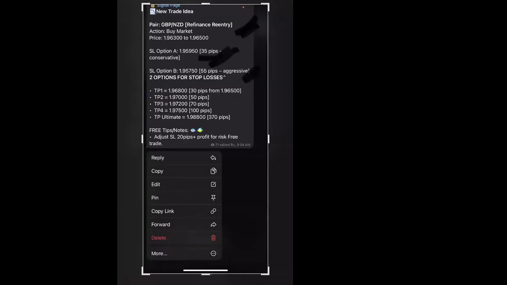It tells you which take profits you want to use. It gives you 4 options, right? There's 4 of them. You can't choose all 4. You have to choose one. As a beginner, I always recommend take profit number 1, right? Take profit number 1 for a beginner. And it tells you the pair, GBP NZD.